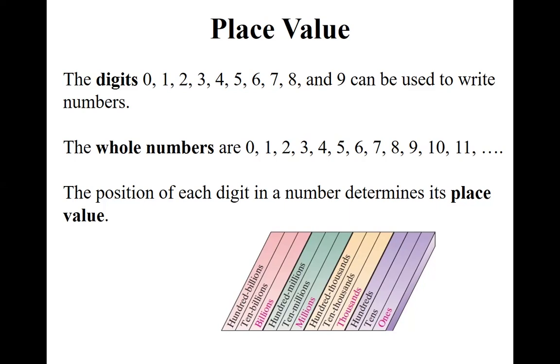I went up that high to differentiate the whole numbers from digits. Digits are just one single digit. Whole numbers can be multiple digits. We go up into 10, 11, go up into 100, 101, go up into 1,000, 1,001. And as we get more and more digits, we keep track of them in terms of their place value.